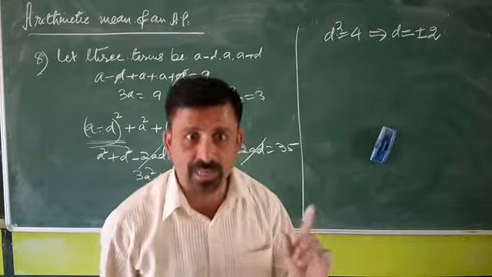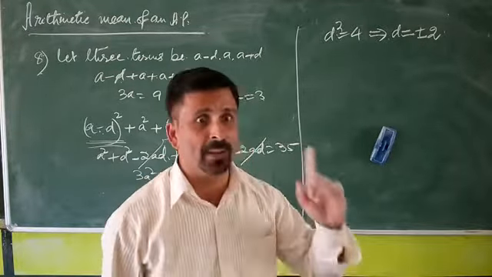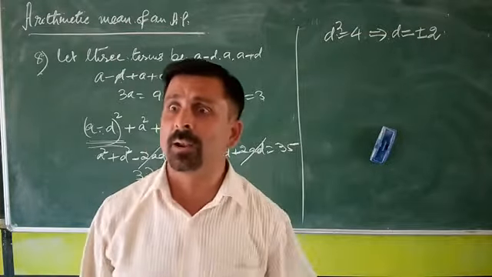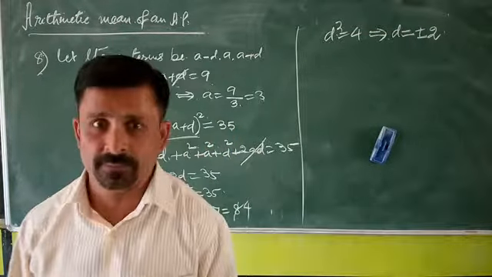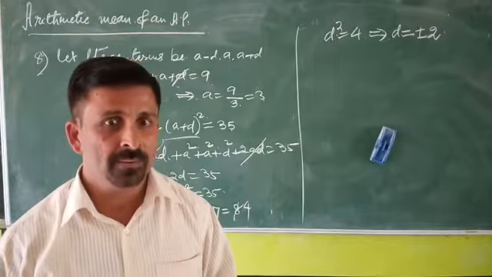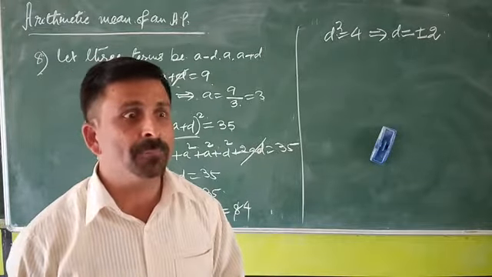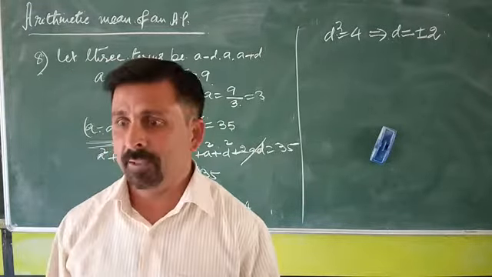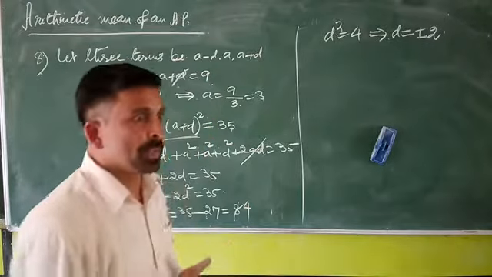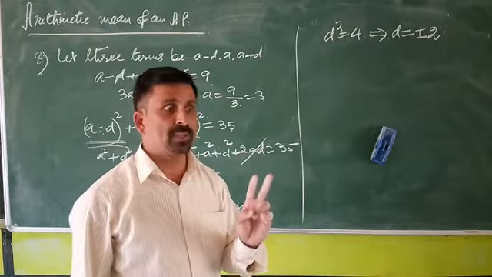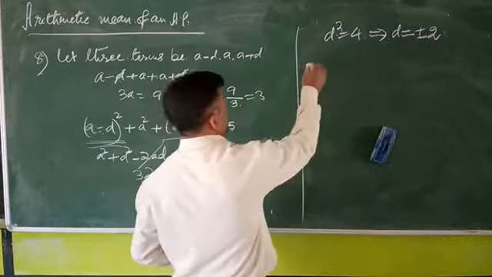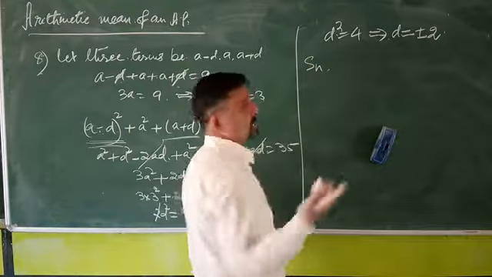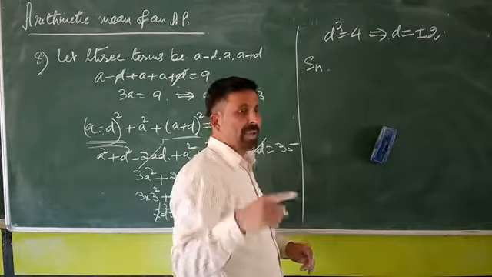That is why I tell you, read the question very carefully. Because in this question we are not finding the terms. We have to find the sum Sn, n number of terms. So you will get 2 sums. We don't know what this n is, so we are going to find the sum of n number of terms.